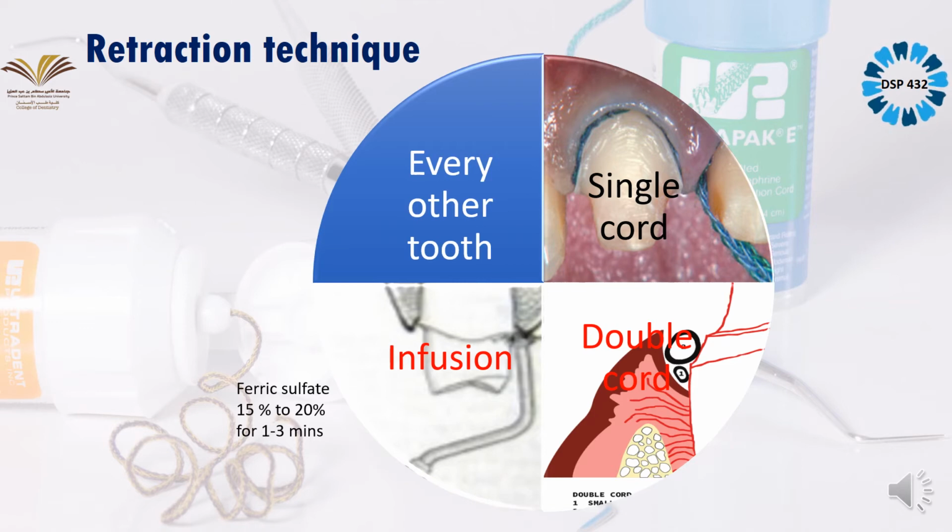So for such cases, the every other tooth technique can be used, preferably for the maxillary anterior regions when you have multiple preparations. So these are the 4 basic techniques by which you can do gingival tissue retraction. I hope this is clear. Fine.